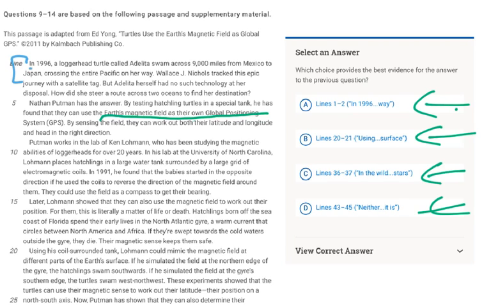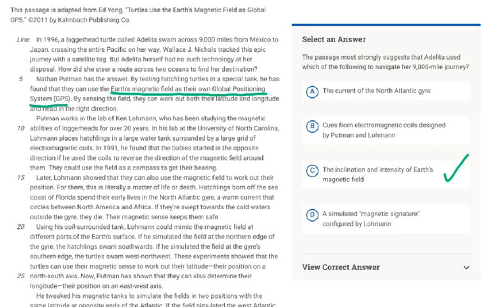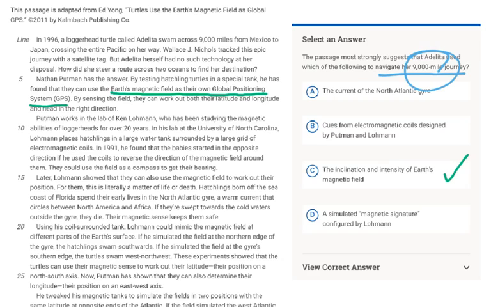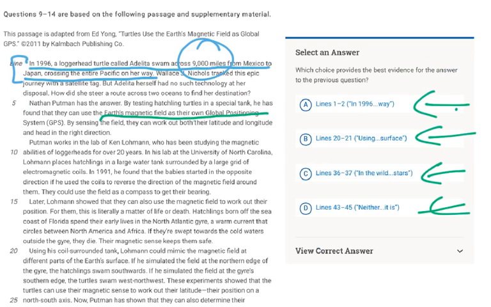In 1996, a loggerhead turtle called Adelitos swam across 9,000 miles from Mexico to Japan, crossing the entire Pacific on her way. So does that answer the question? Okay. Now, what I want you to see here is that the actual original question talked about navigating 9,000 miles. So somebody who is not really reading is going to say, hey, look, 9,000 miles. That's my answer, right? But that's not what the question is saying.